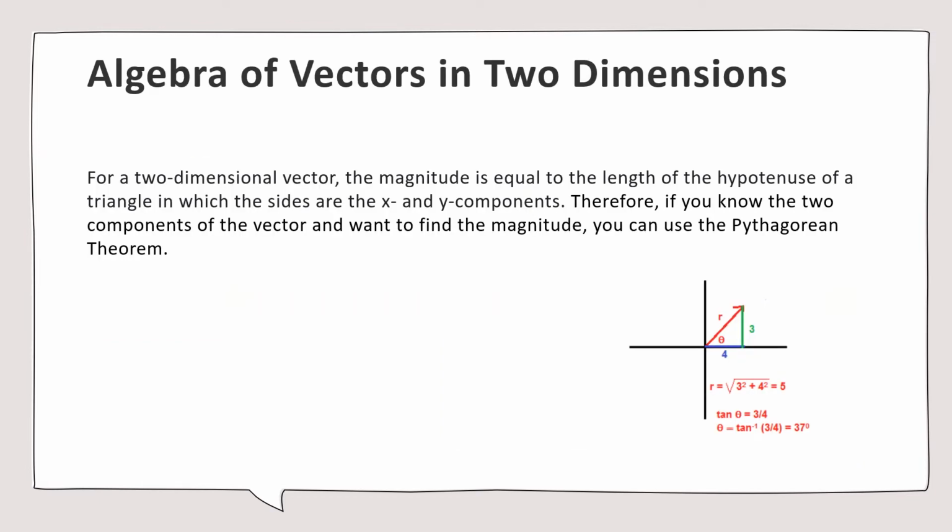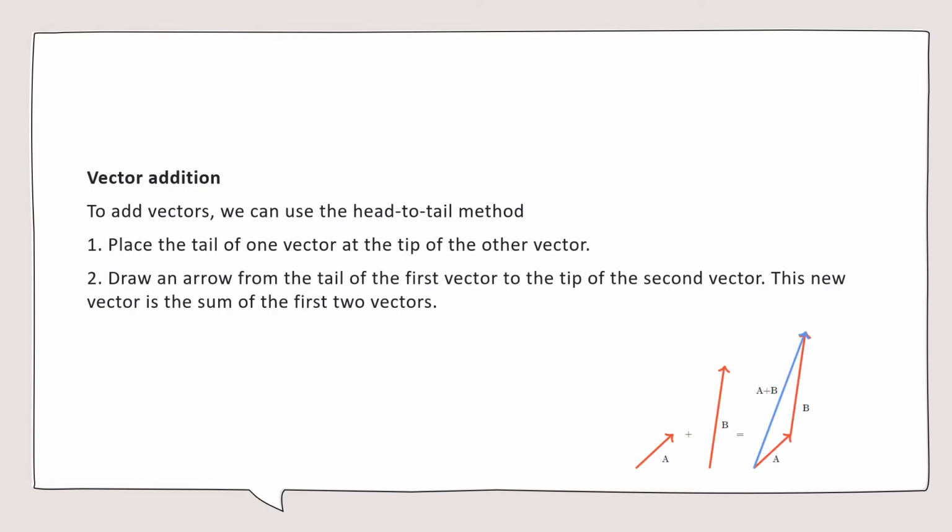Algebra of vectors in two dimensions. For a two-dimensional vector, the magnitude is equal to the length of the hypotenuse of a triangle, in which the sides are the x and y components. Therefore, if you know the two components of the vector and want to find the magnitude, you can use the Pythagorean theorem.